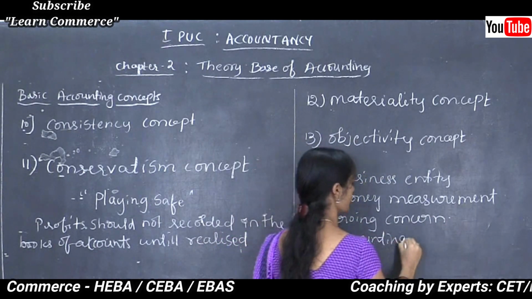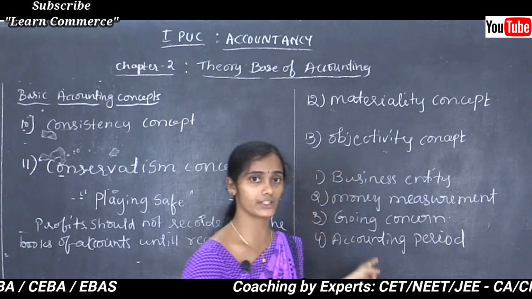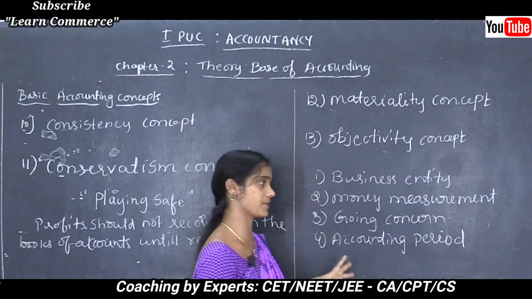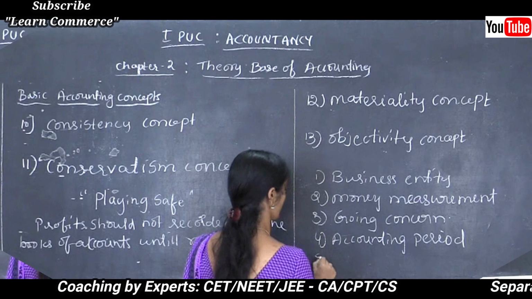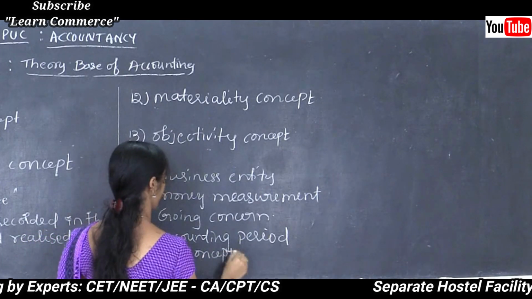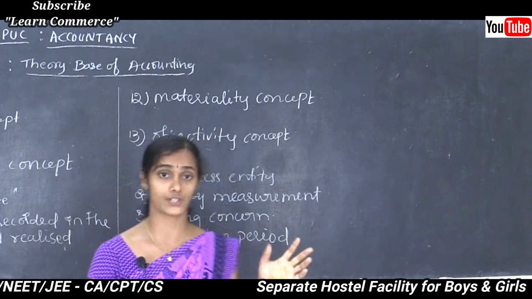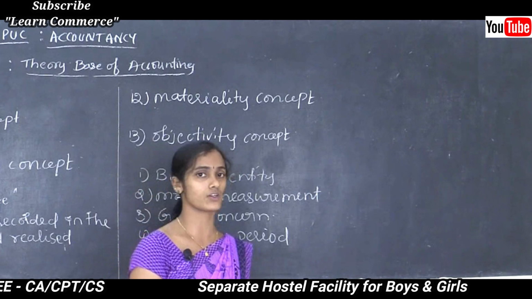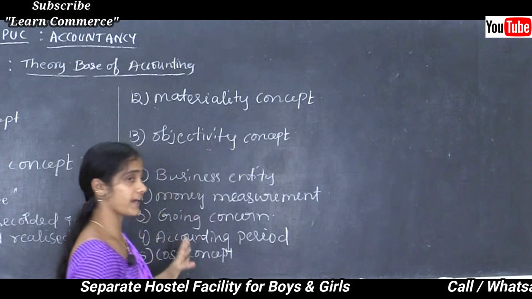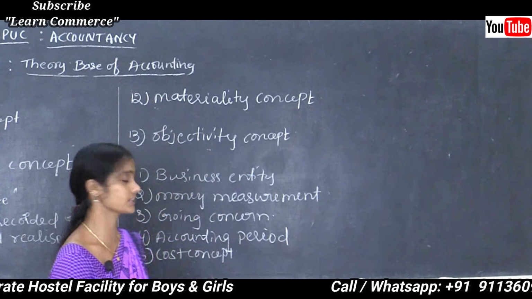The accounting period concept means what? It is a time span at the end of which accounting statements are prepared to know the profit earned or loss sustained and the financial position of an organization. So the next one is the cost concept. According to the cost concept, transactions are recorded in the books of accounts at the purchase price. It includes acquisition, transportation or any other installation charges and all.